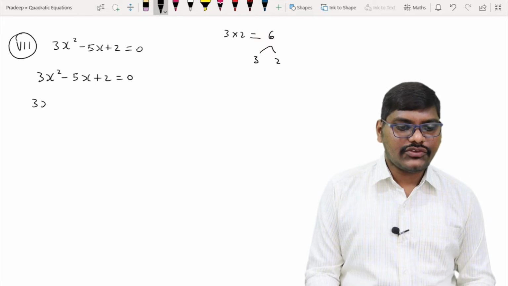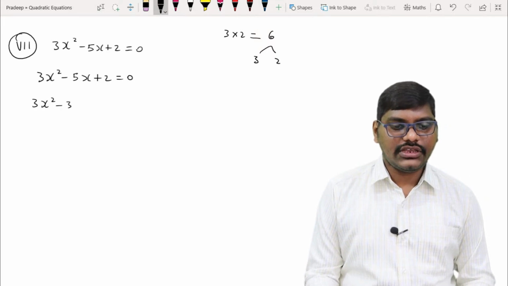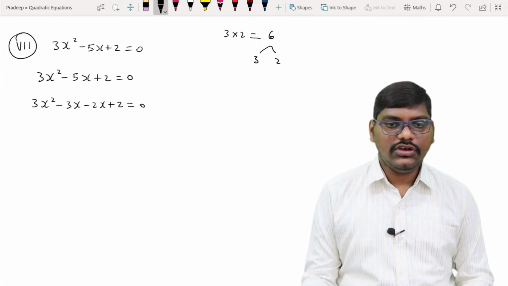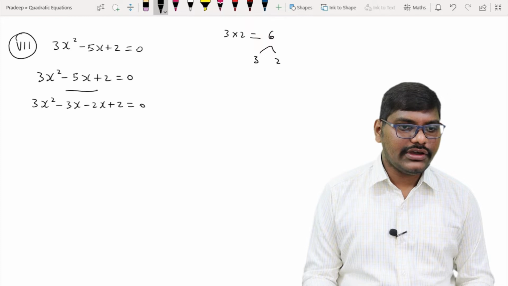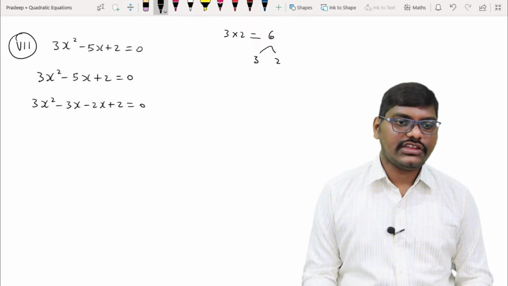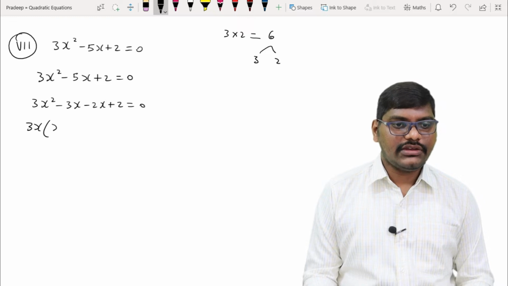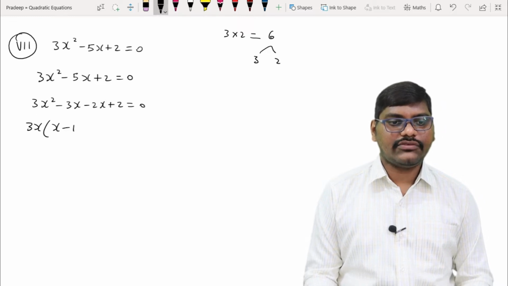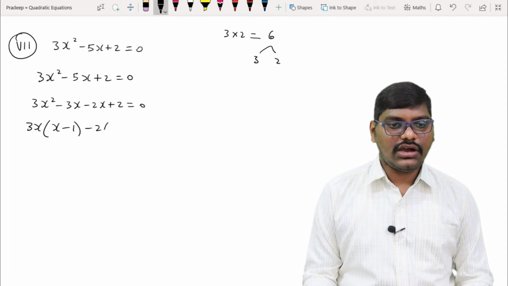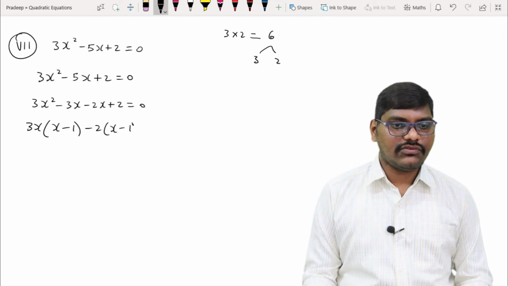So here I can write 3x² minus 3x minus 2x plus 2 equal to 0. Minus 3x minus 2x is nothing but minus 5x. Here I can take 3x common, so I remain with x minus 1. Here I took minus 2 common, so I remain with x minus 1 equal to 0.